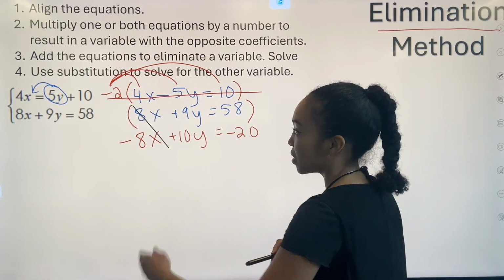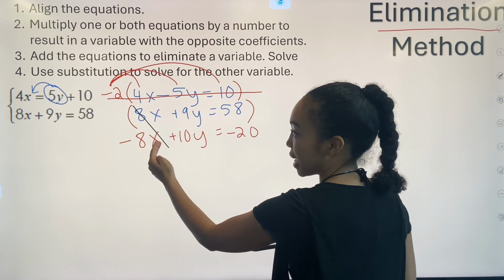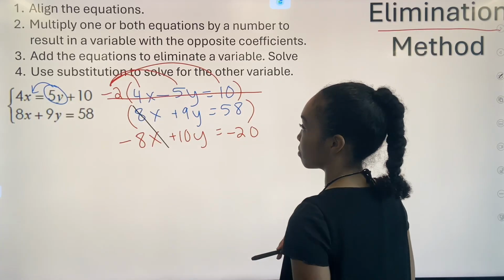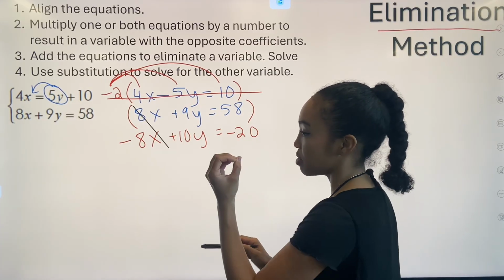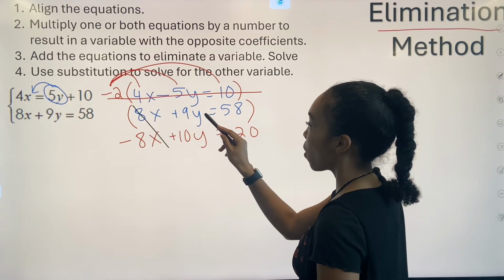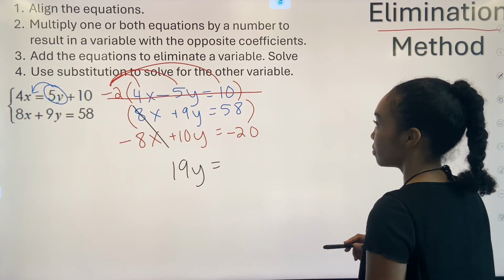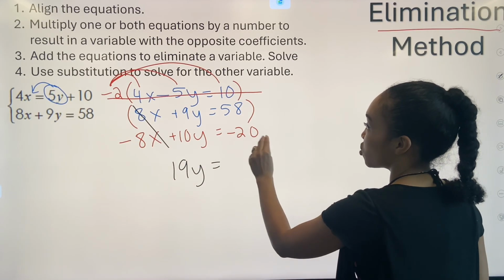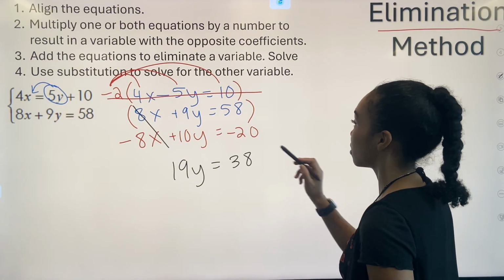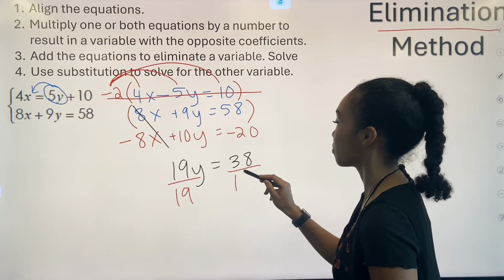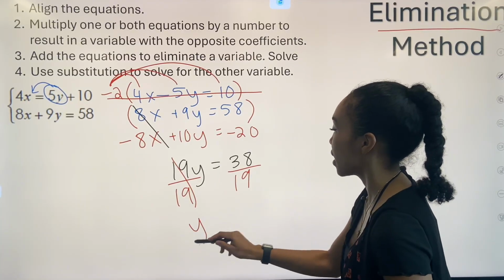Those cancel out. 8x minus 8x is 0, so it's gone. No more x's. 8 minus 8 is 0, it's gone. 9y plus 10y is 19y. 58 minus 20 is 38. Now, all you have to do is divide both sides by 19. So I get y is equal to 2.